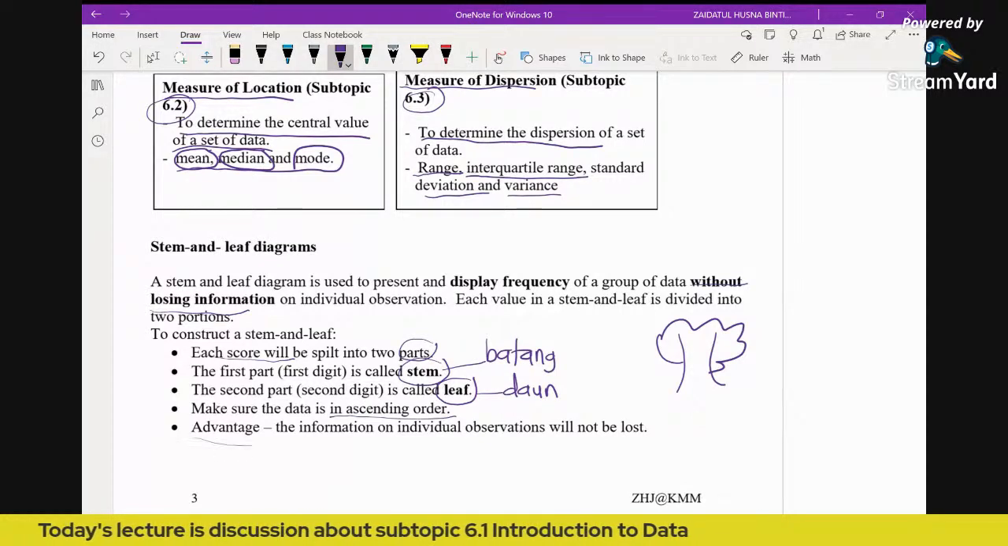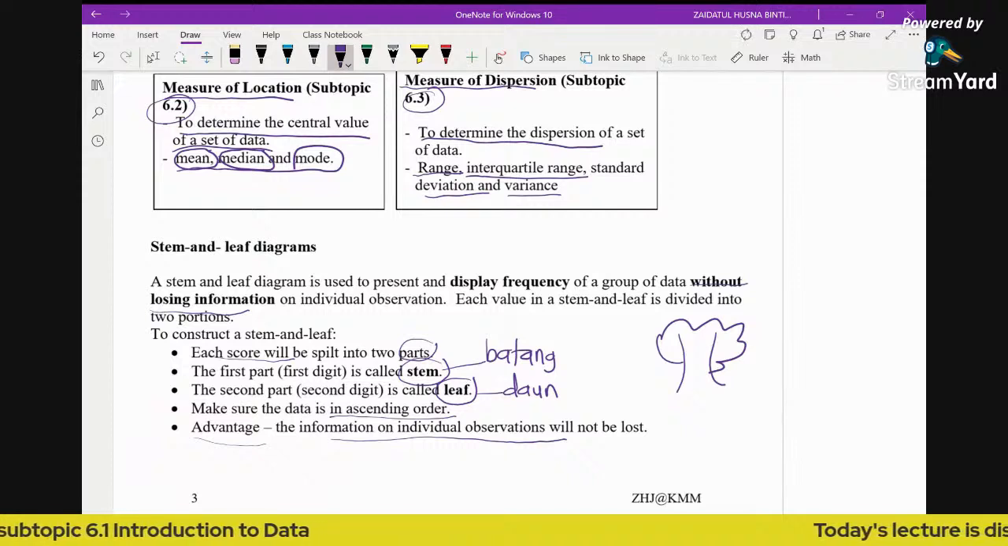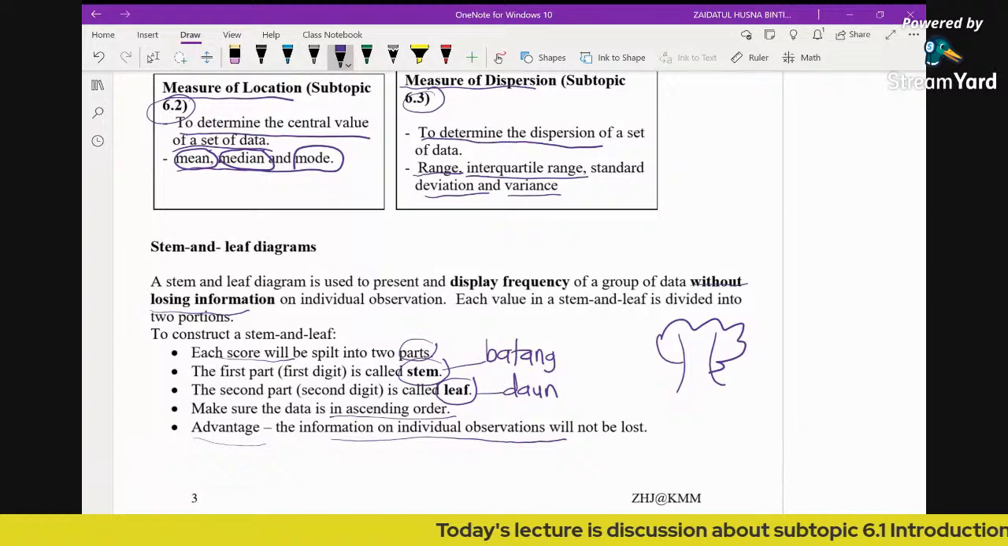The advantage is that the information on individual observations will not be lost, because we use the raw data and we just arrange them in a table. So the data can be preserved.